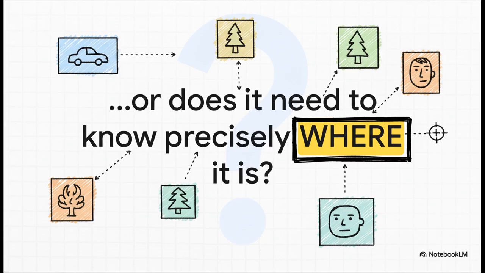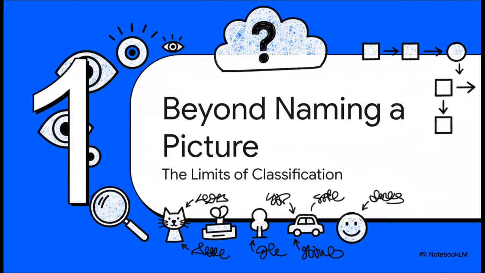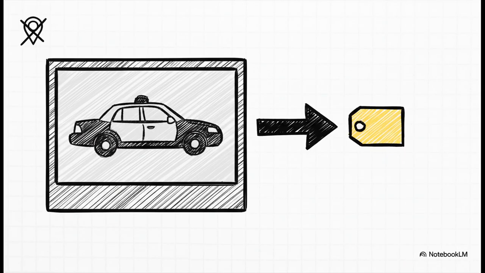It's the difference between a neat little photo app and something like, say, a self-driving car that needs to make split-second life-or-death decisions. Okay, so before we can really tackle the where, we've got to start with the basics. And the basic first step is just identifying the what. This whole process has a name. It's called image classification.